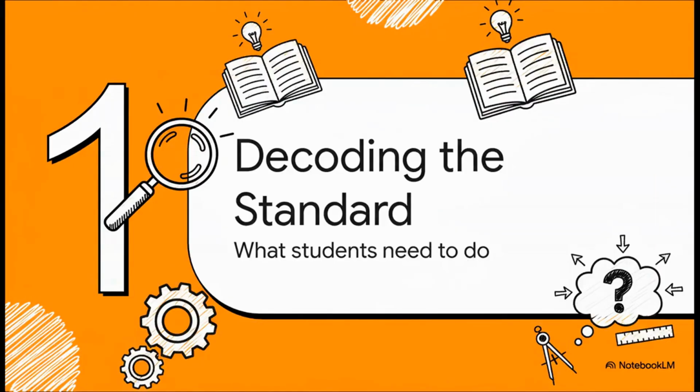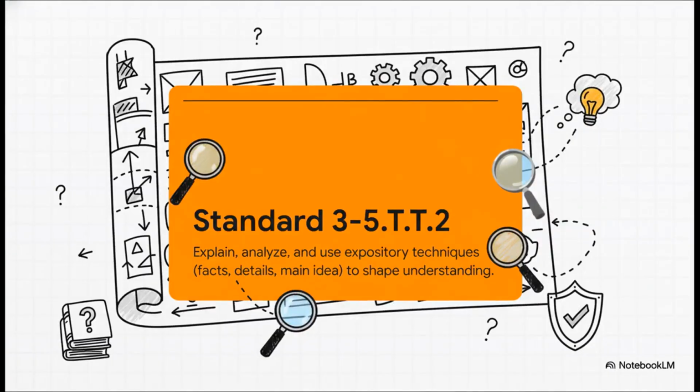All right, first things first, let's get right to the heart of this standard. What are we really asking our students to know and be able to do here? To put it simply, this standard is all about turning your students into text detectives. They're learning to see how an author actually builds an argument or explains a topic. They're finding the tools the author uses, things like facts, details, and a clear main idea. It's kind of like we're showing them the hidden blueprint behind informational writing.